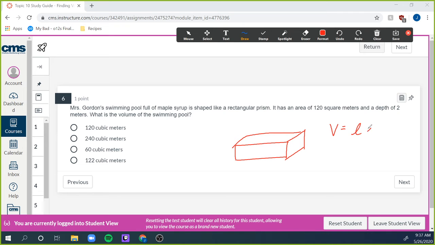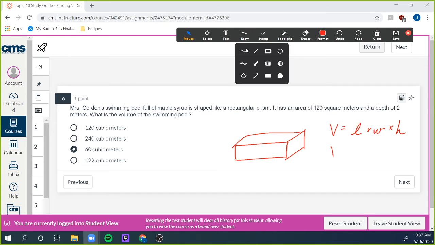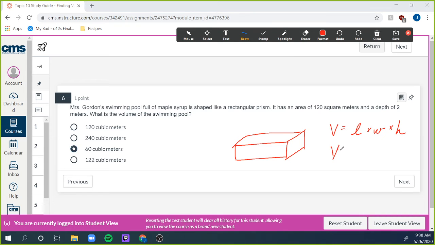Think again about the two formulas we have. We have length times width times height, and we have volume equals base times height. Think to yourself, which one are we using here? We are missing the length and the width, but they did give us the area of the base. So we know that we're going to use the base times height one.